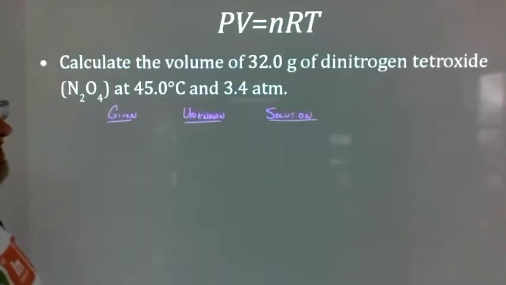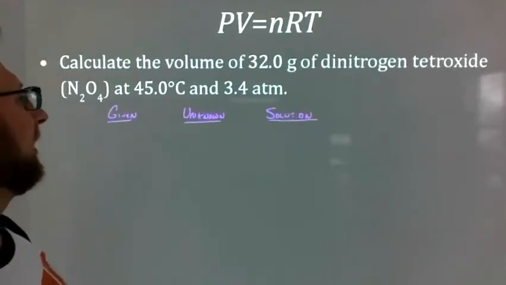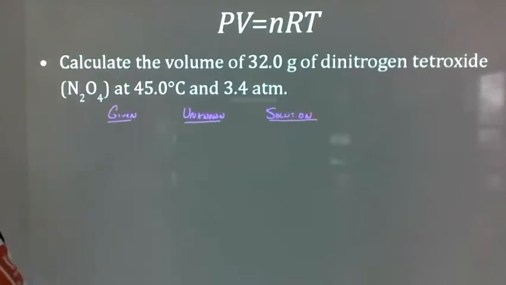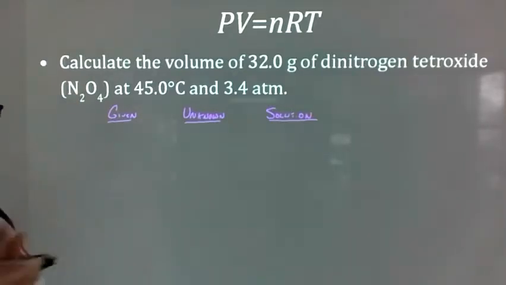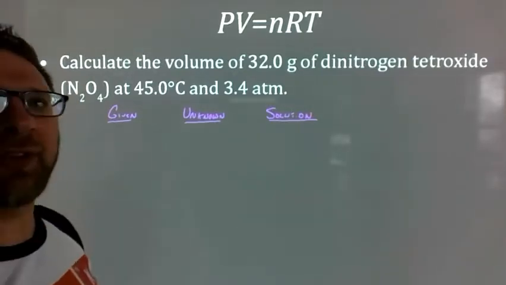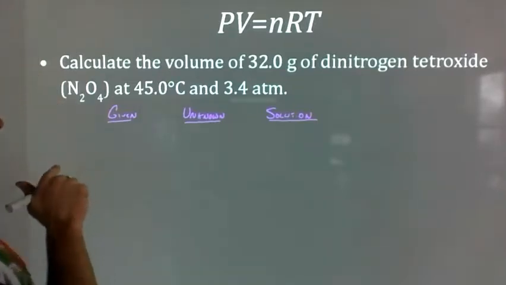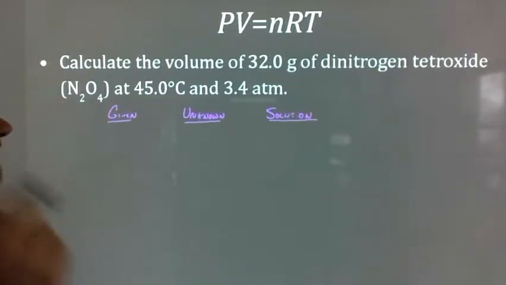Okay, in this problem, this is the second practice problem in your packets. We're calculating the volume of 32.0 grams of dinitrogen tetroxide, which has a formula of N2O4. I don't think that's printed in your packet, but that's an important piece of information here. At 45.0 degrees Celsius and 3.4 atmospheres.